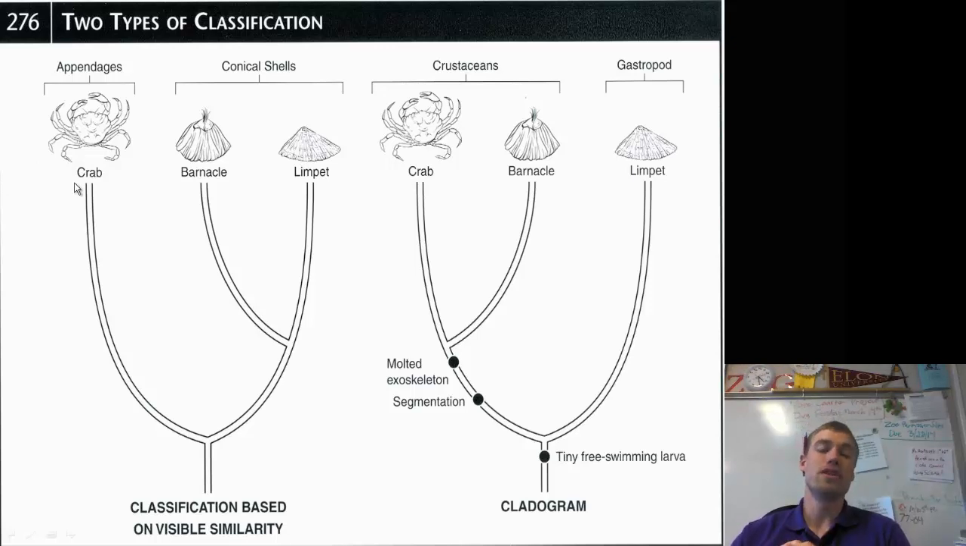However, when we do genetic analysis, we actually find that crabs and barnacles are both crustaceans. They both molt an exoskeleton and they have segmentation, whereas limpets are a gastropod, which is a different type of animal altogether. So in fact, the crab and the barnacle are more closely related to each other than to the limpet. And this right here would be the cladogram, where we're showing how closely related they are to one another. And we've been doing lots of examples of those in class.